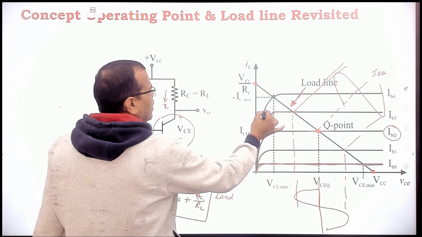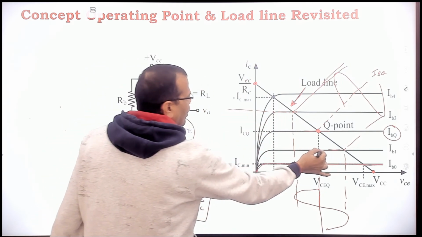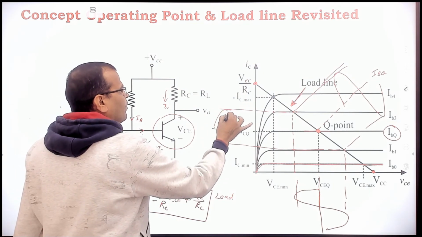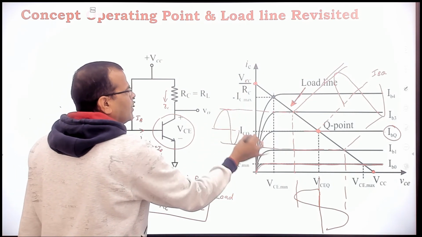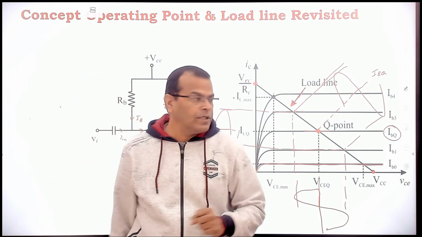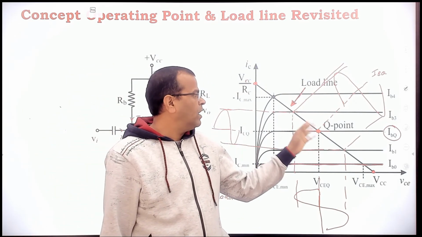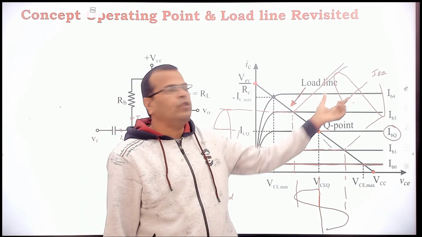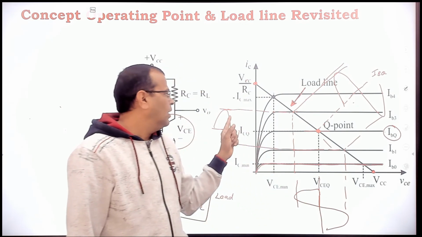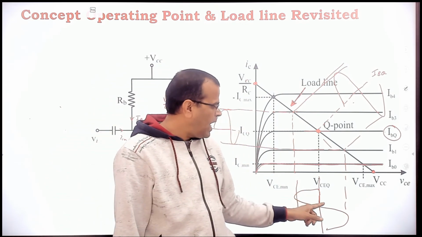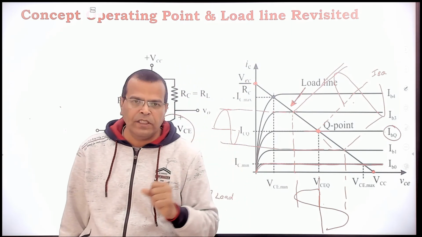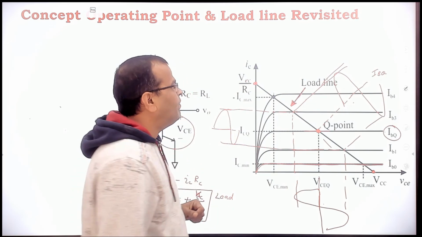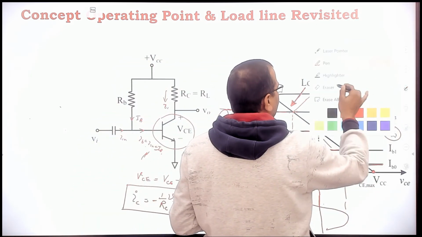And if you see the corresponding variation in collector current, you will have variation in collector current like this. So the interesting point here is, when the operating point lies at the mid of the load line, for a sinusoidal base current, the collector current is sinusoidal and my voltage VCE is also sinusoidal, right? But we will see another case.